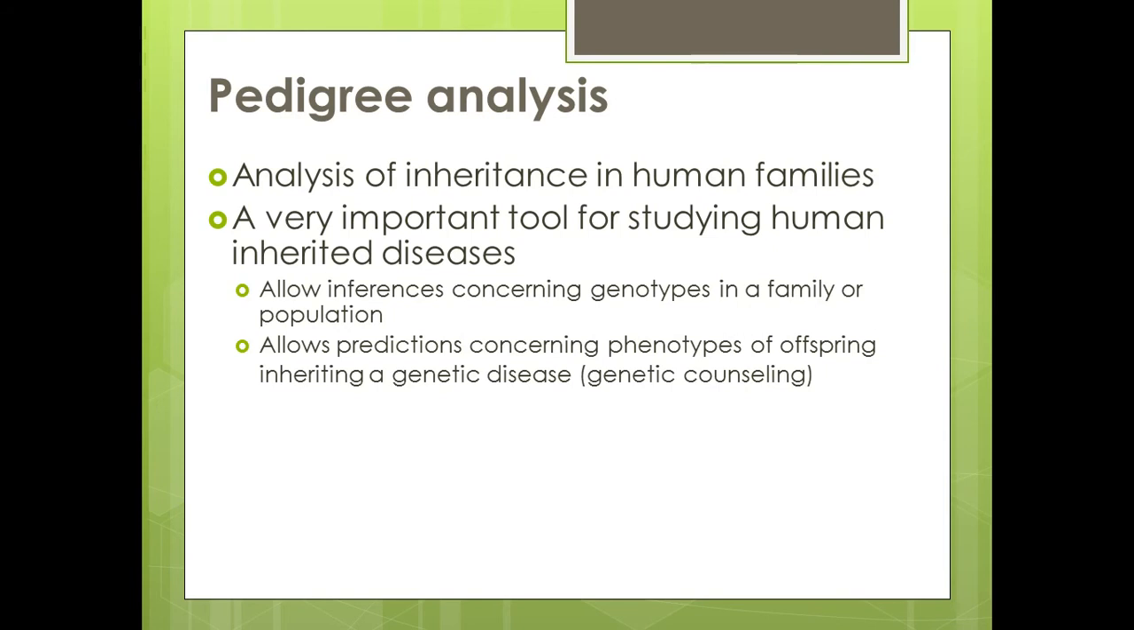So it allows predictions concerning the phenotypes, what the individual actually looks like, or its physical characteristics of an offspring inheriting a genetic disease. This has led to an entire occupation called genetic counseling, where individuals deal with families who have possible genetic diseases that they could pass to their offspring. And these genetic counselors then can give information to the families if they are considering having children about how likely it would be for their children to inherit certain genetic diseases.